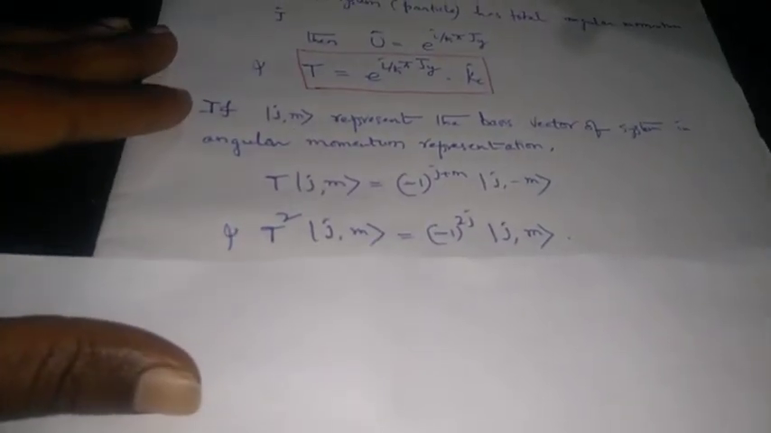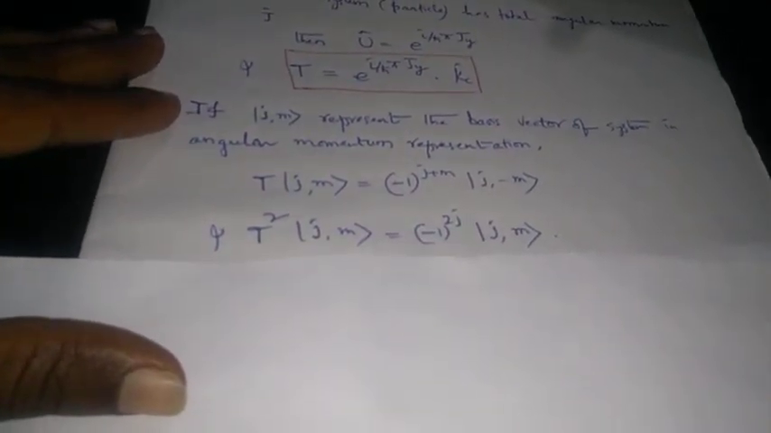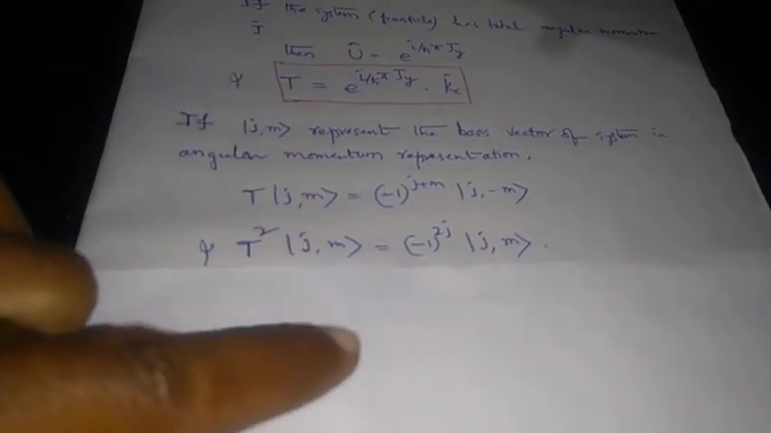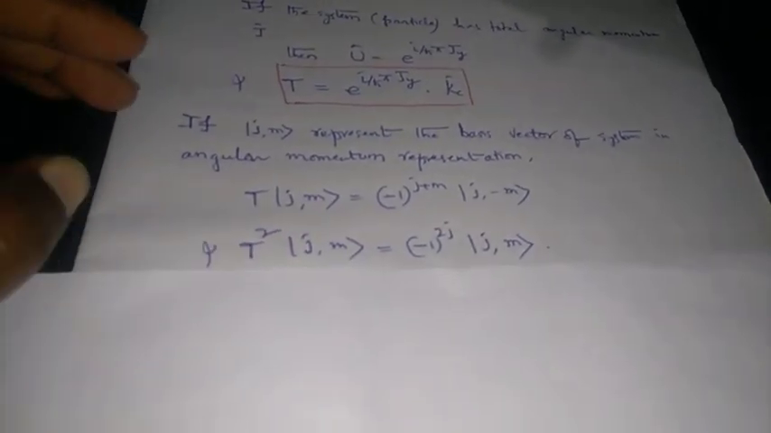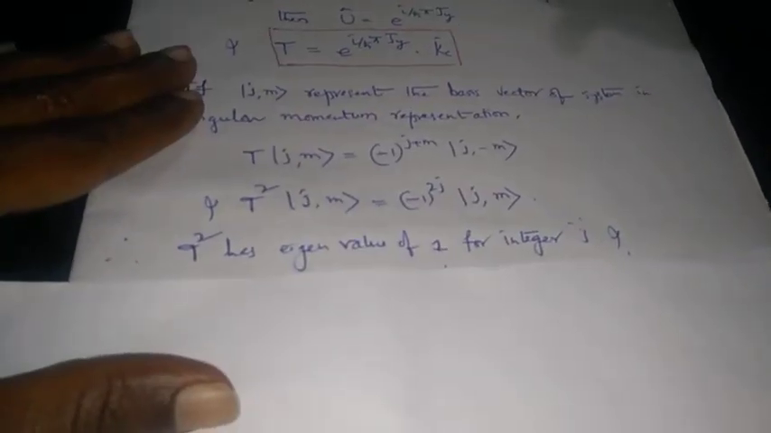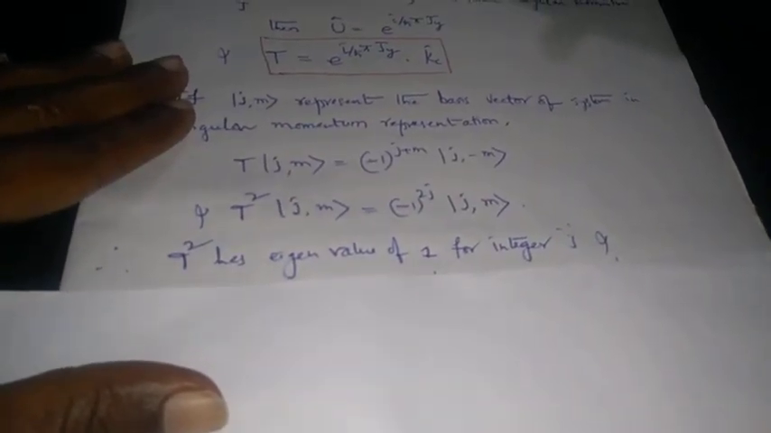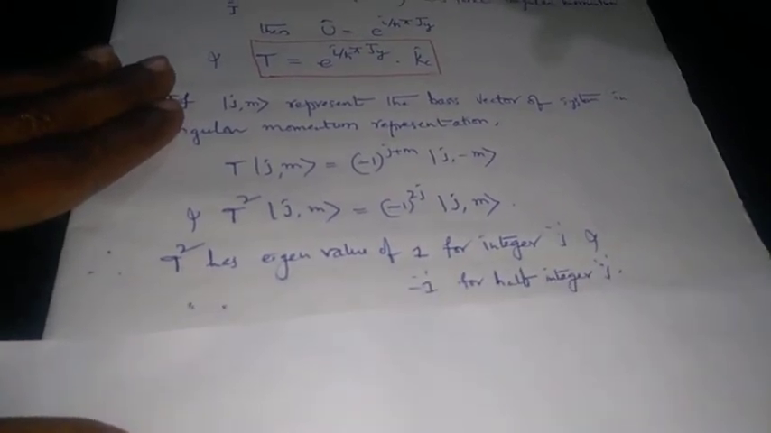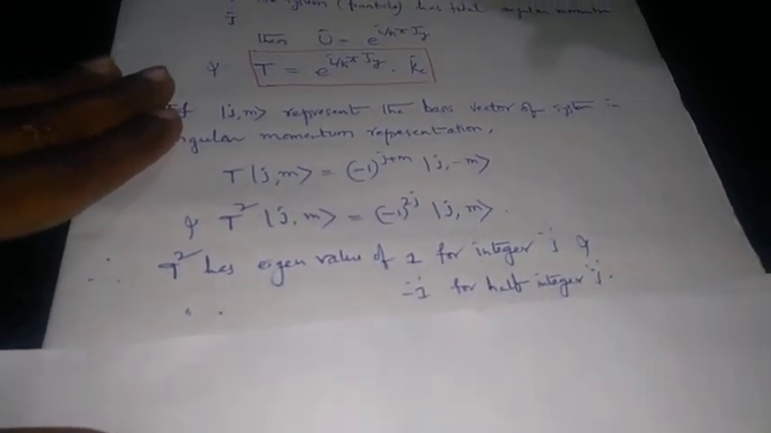And if you operate T on it again, we get T square with eigenvalue minus 1 power 2j. It says that T square has an eigenvalue of 1 for integer values of j and minus 1 for half integer values of j.